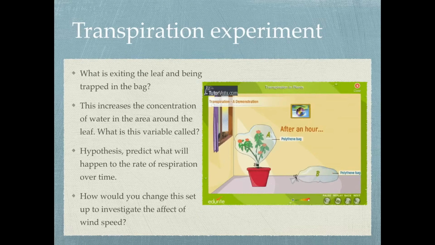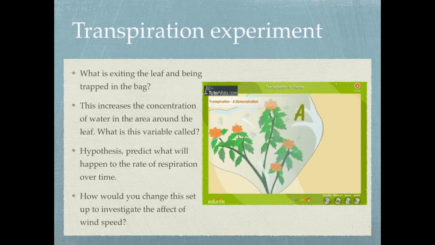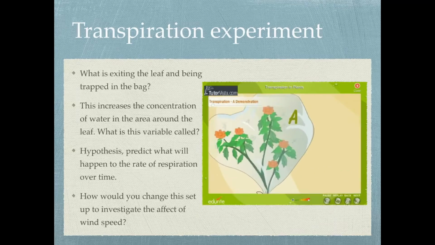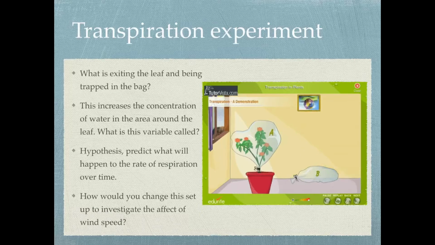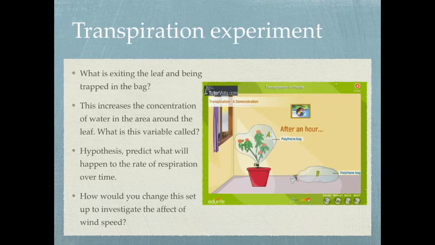Okay, what is exiting the leaf and being trapped by the bag? So you should know from your KU two things that leave a leaf: oxygen and water. And transpiration is about the loss of water through the leaves. So in this experiment, we're using the bag to trap water in the air around the plant. In bullet point 2, it says it will increase the concentration of water in that area. So what's that variable called? Well, we call how much water there is in the air the humidity. So by putting that bag on and leaving the bag on, it's going to increase the humidity because there will be more and more water being trapped in the air around the leaves.